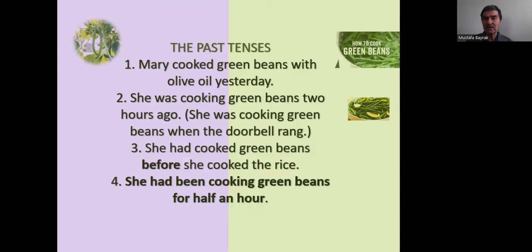Yes, she had been cooking green beans for half an hour when the doorbell rang, for example. She had been cooking green beans. What had she been doing? She had been cooking green beans for half an hour when the doorbell rang. Yes, before that point of time, she had been cooking green beans.